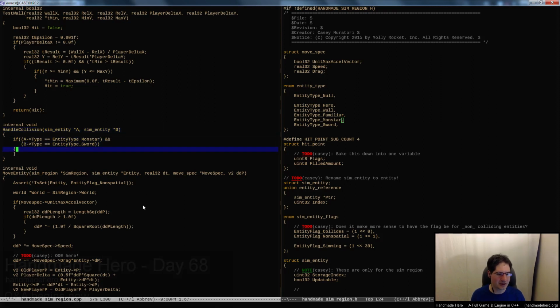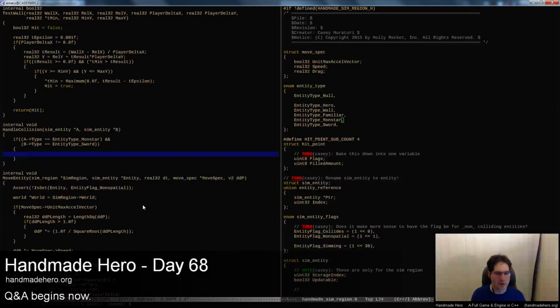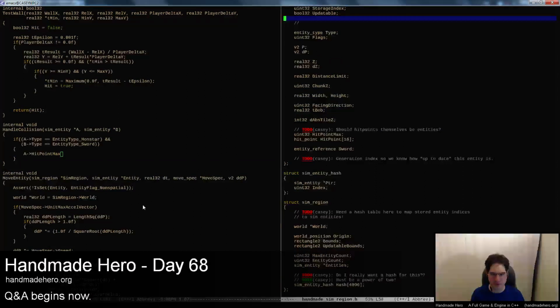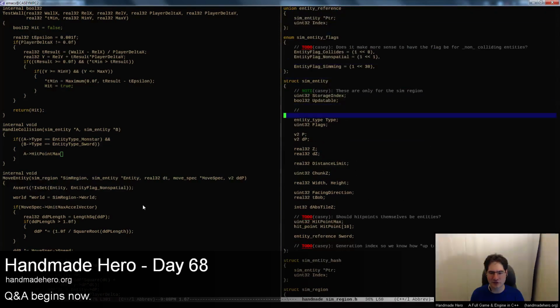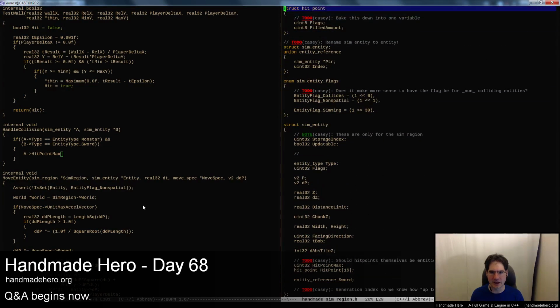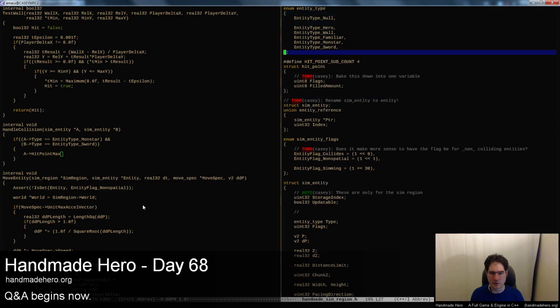So if we have a Monstar sword collision, then maybe what we want to do is make the Monstar's hit points go down, right? Or something like that. I don't really remember what the hit point situation was, because it's been a long time since we did that. But I guess what we'd do is scan through for the last hit point, and remove some of it, right? So we'd take that filled amount and make that go down. But for now, the other thing that I could do is just subtract from the hit point max, since again, we're mostly out of time.